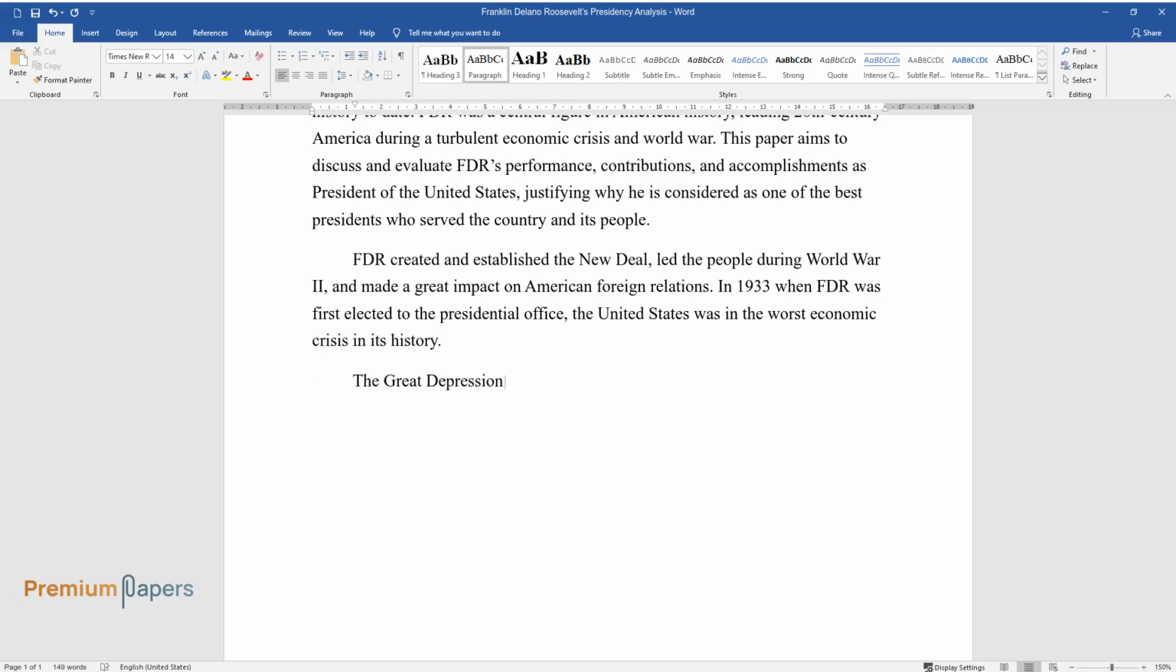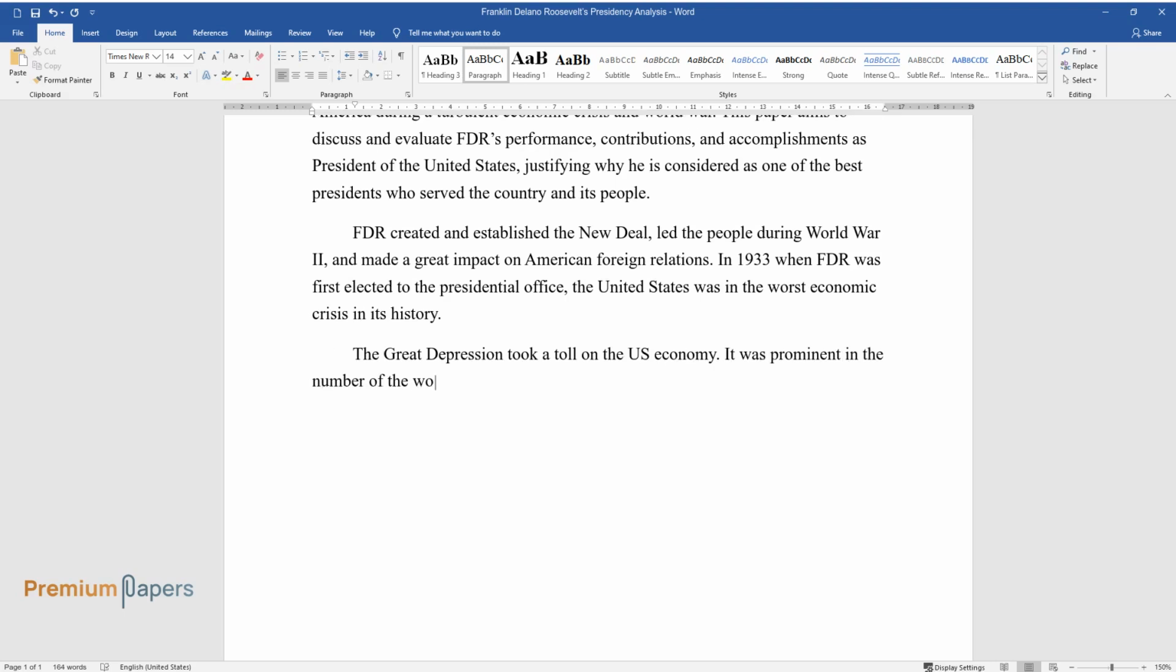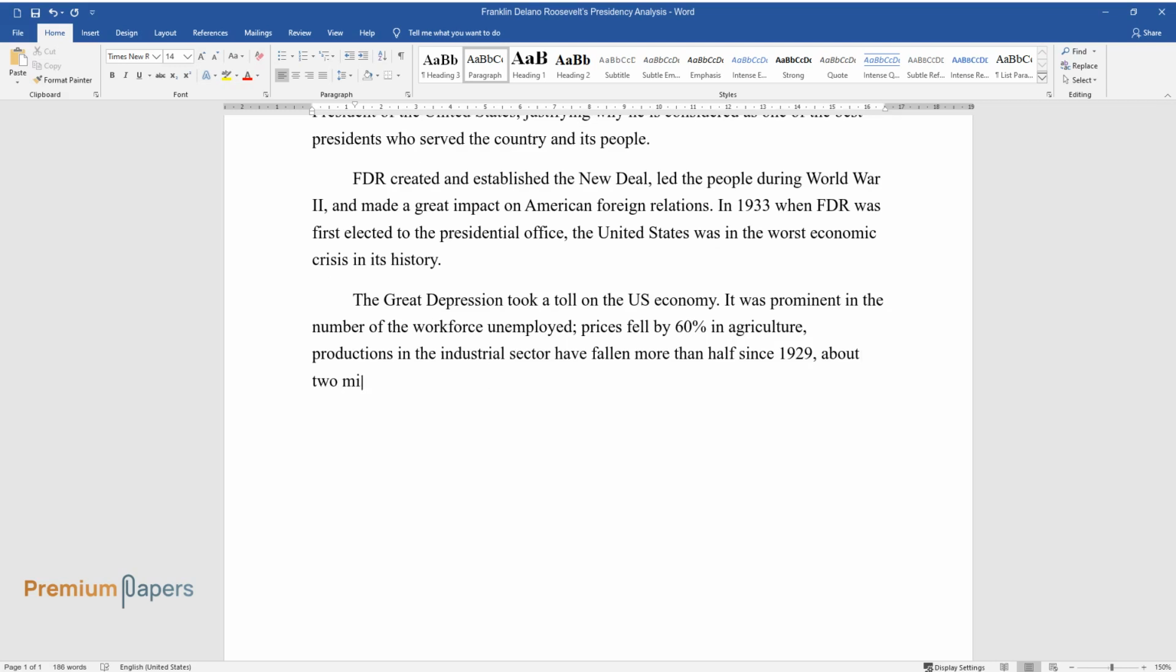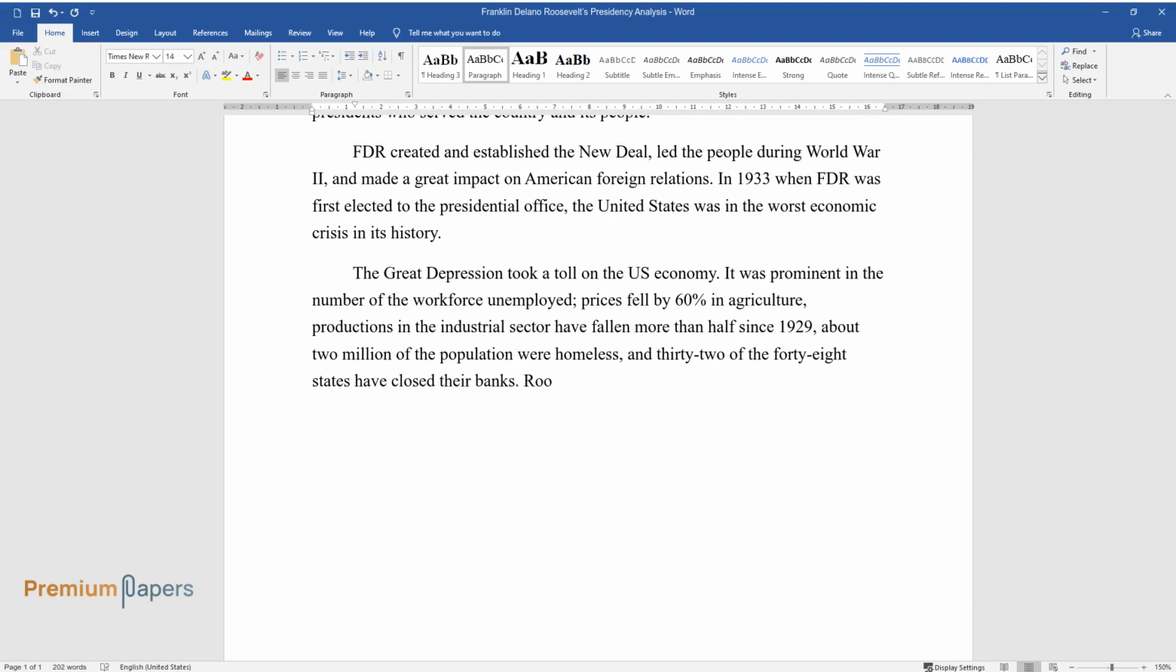The Great Depression took a toll on the U.S. economy. It was prominent in the number of the workforce unemployed. Prices fell by 60% in agriculture, productions in the industrial sector had fallen more than half since 1929, about 2 million of the population were homeless, and 32 of the 48 states had closed their banks.